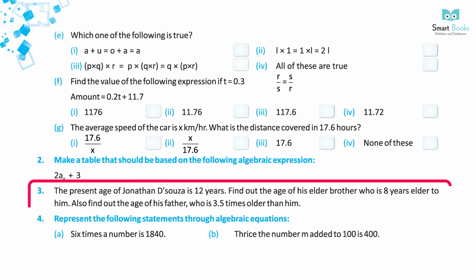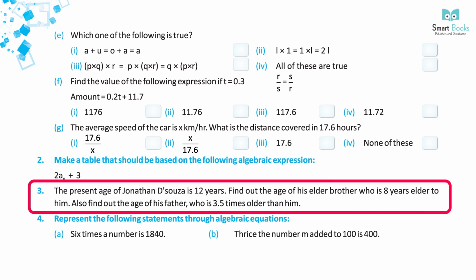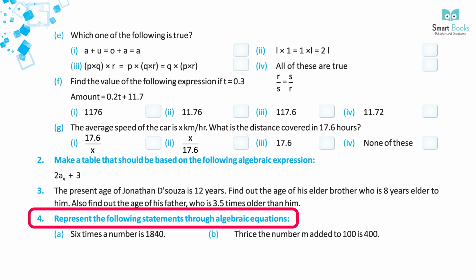Question 3. The present age of Jonathan D'Souza is 12 years. Find out the age of his elder brother who is 8 years older than him. Also find out the age of his father who is 3.5 times older than him. Solution. Brother's age equals 20 years. Father's age equals 42 years.